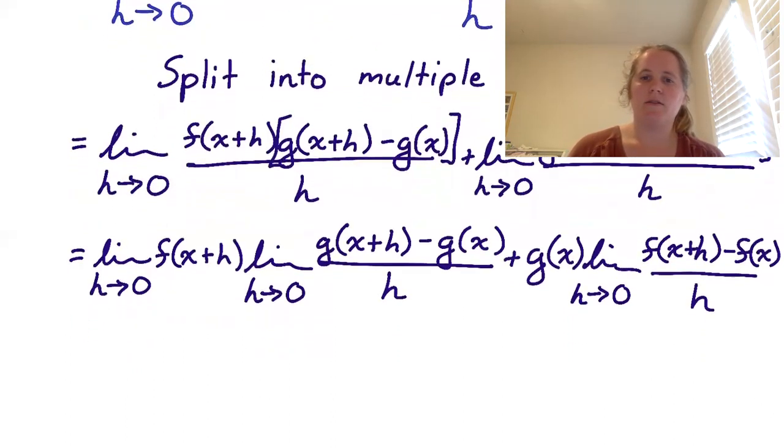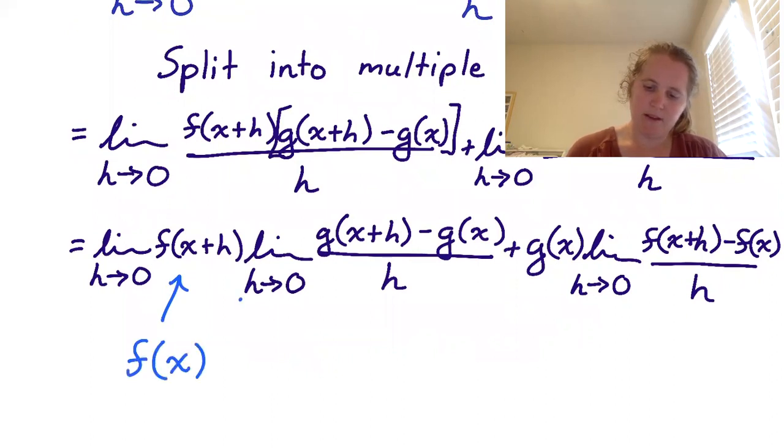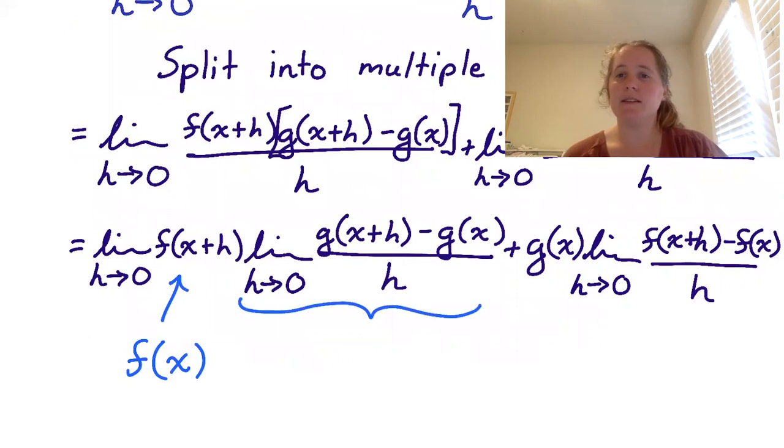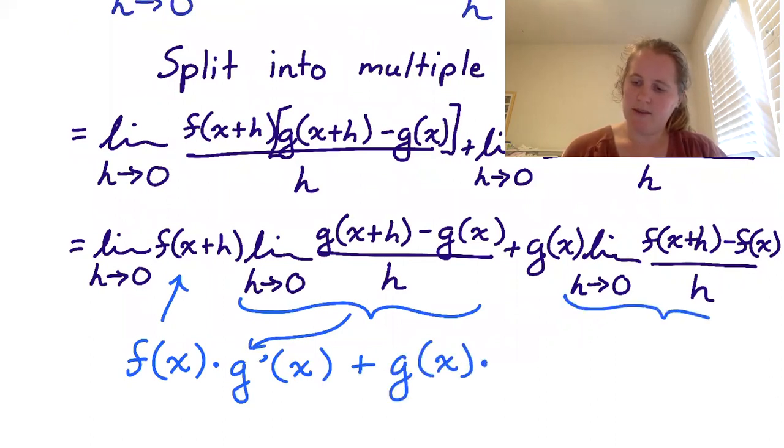Now, if we pay attention to what we have here, this is just going to go to f of x as h goes to 0. This piece here is precisely the definition of the derivative. So that becomes times g prime of x. And then we have plus g of x times, again, this piece here is the definition of the derivative. So we have times f prime of x.